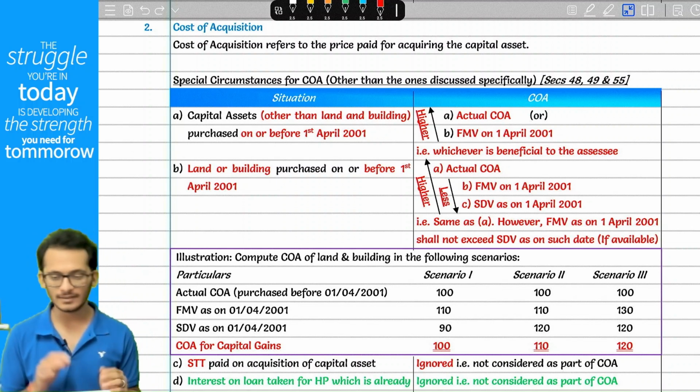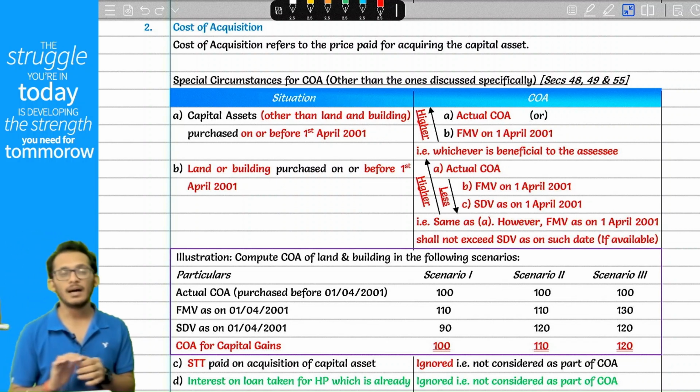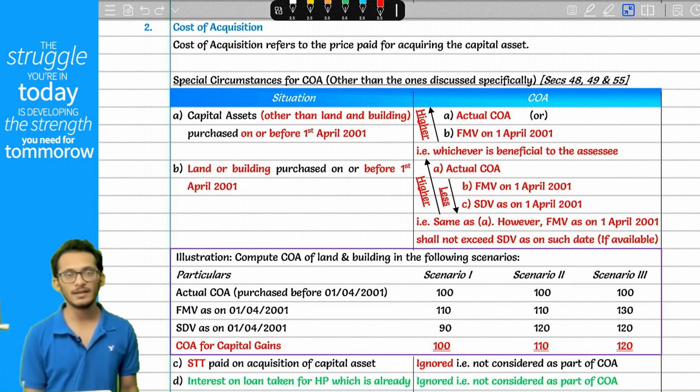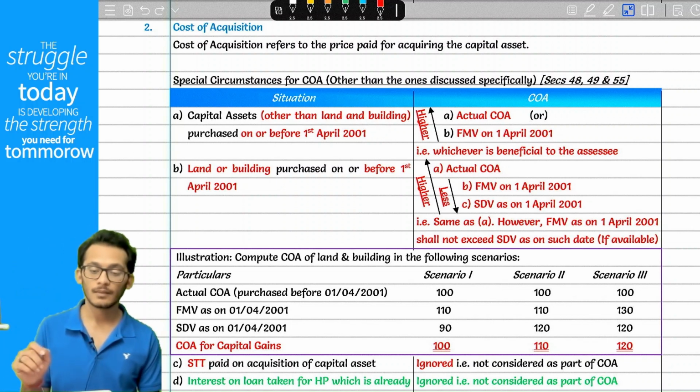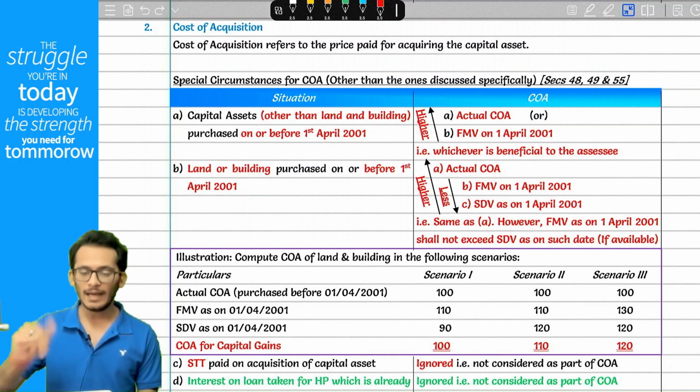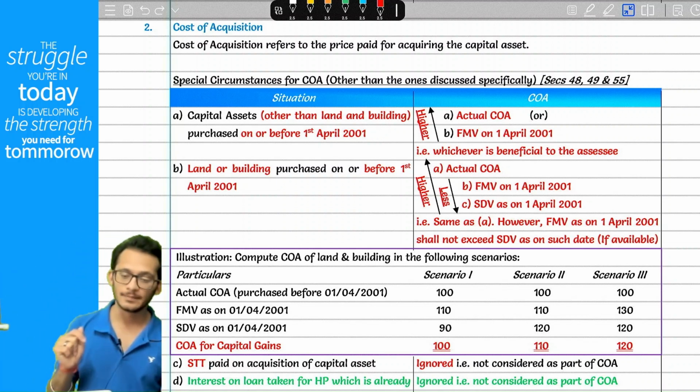higher. However, if the asset which you have acquired before 2001 is a land and a building, then you need to take FMV or SDV, whichever is lower. That will be compared with the cost, whichever is higher.